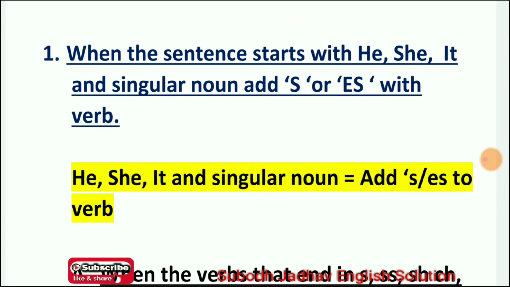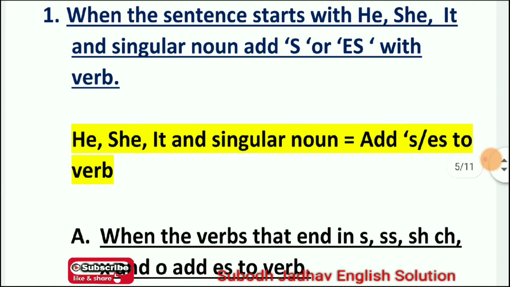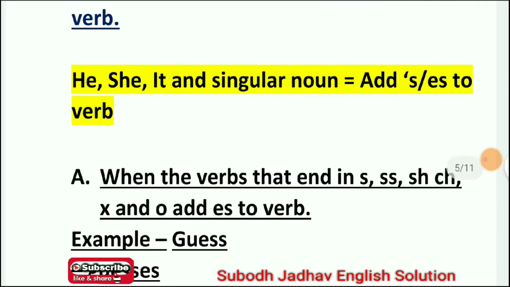We have to remember this. When the sentence starts with he, she, it and a singular noun, at that time we must add s or es to the verb. Here I also highlighted that structure. See, he, she, it and singular noun is equal to add s or es to verb. Keep remembering this thing.